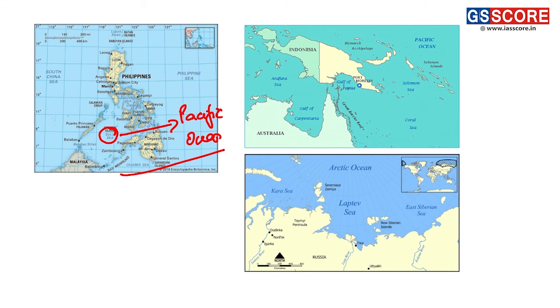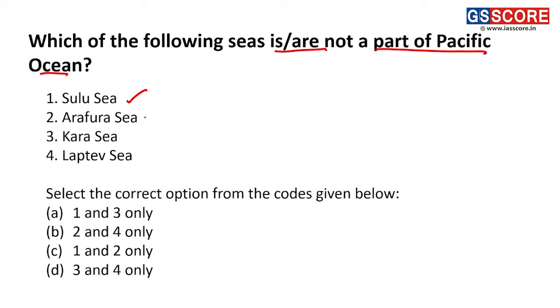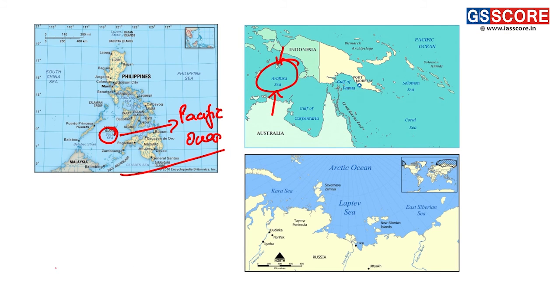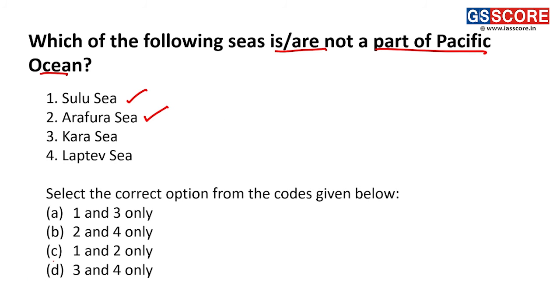The Arafura Sea, we can see it is present here. It is present towards the northern part of Australia and the southern part of Indonesia. If we look at this statement, this is also covered under the Pacific Ocean region. Thus this statement is also correct. Next statement is the Kara Sea. The Kara Sea is present in the Arctic Ocean region. Thus, it is not forming a part of the Pacific Ocean.